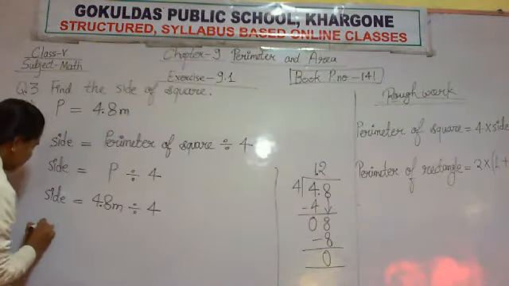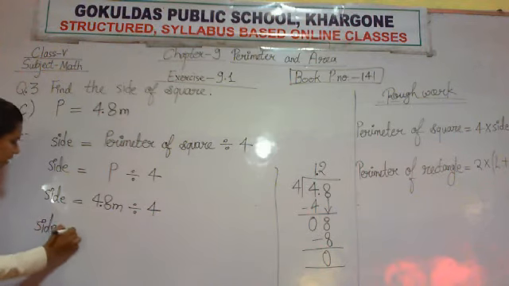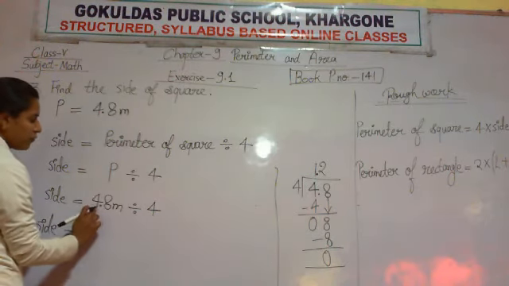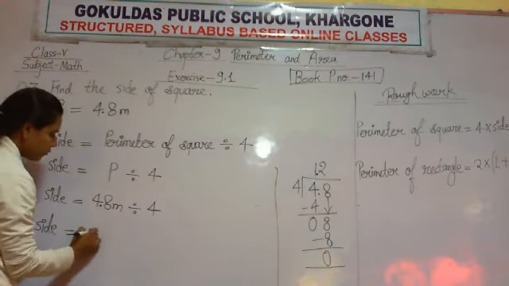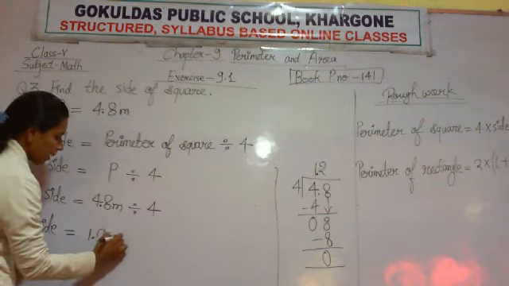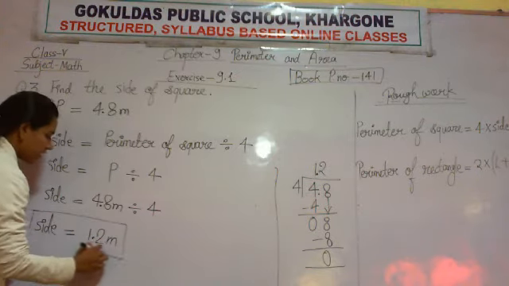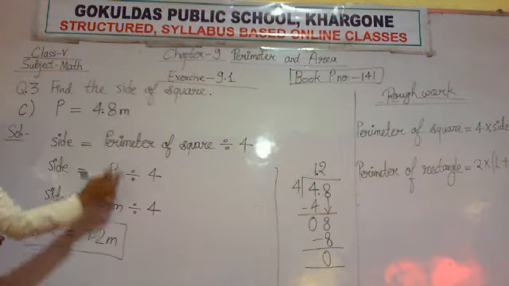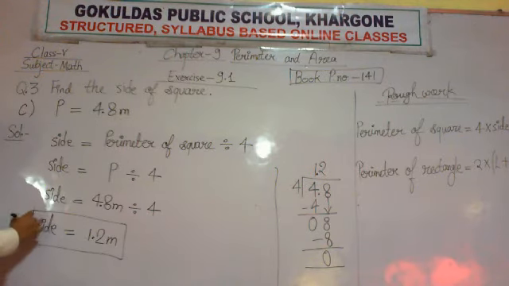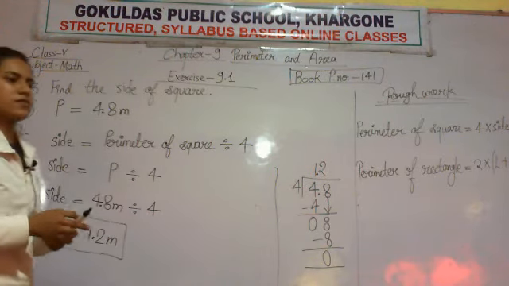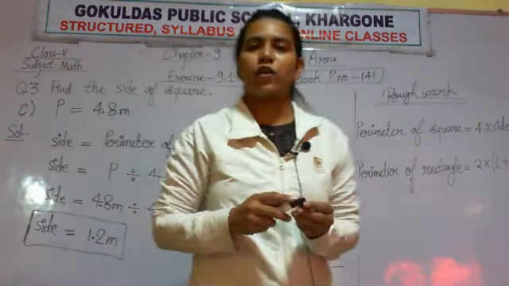So in the next step, write side equals to, when we divide 4.8 by 4, we get 1.2. Unit, do not forget to write the unit. Here meter is given, so result is in meter. Okay. So this is how we find the side of squares.